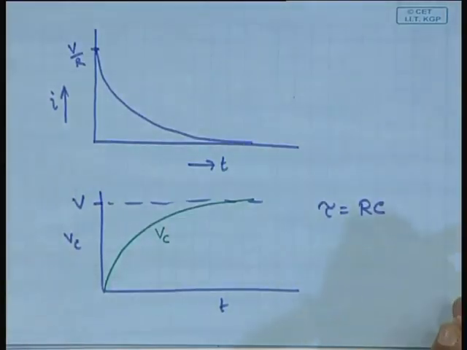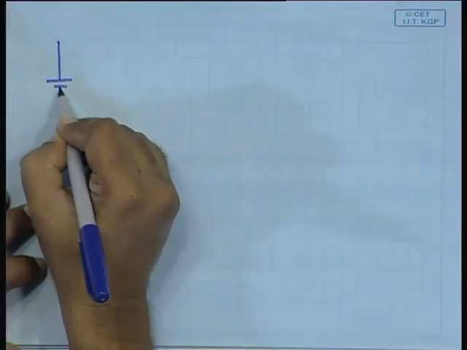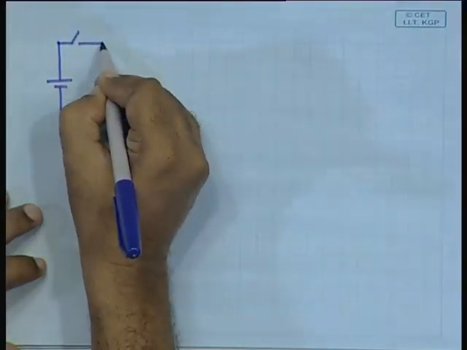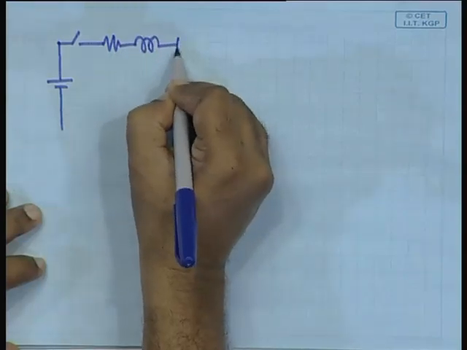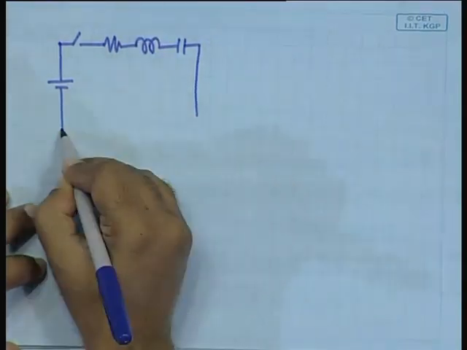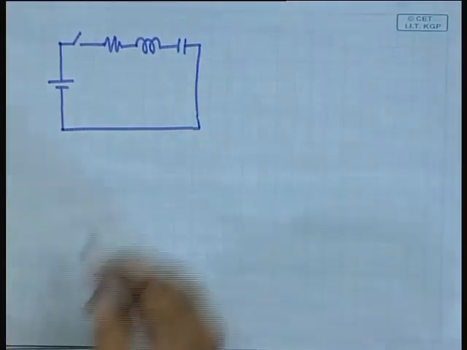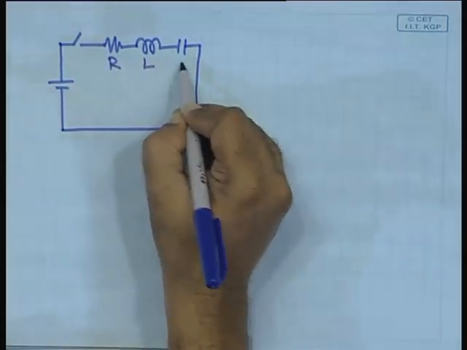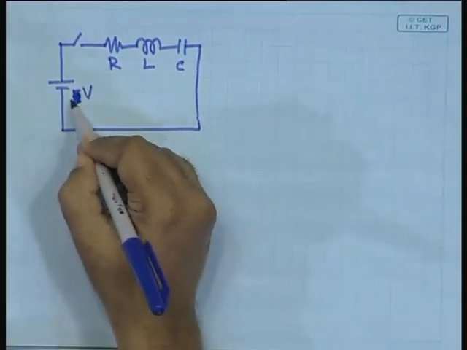Okay, good. So, you have learned how to solve this. Now, how do you then apply this concept to an RLC circuit? You have got a switch, R, L, C. How will you apply this? I would call it V.